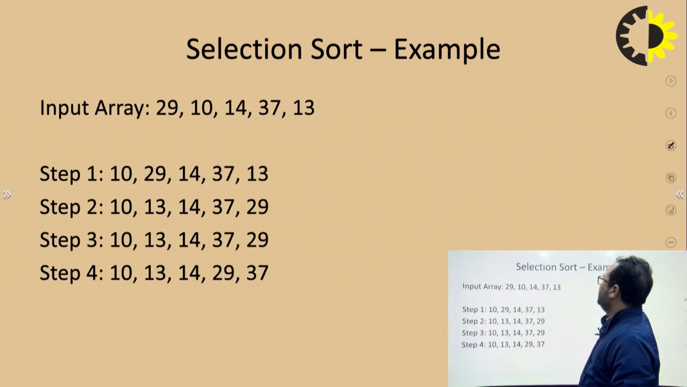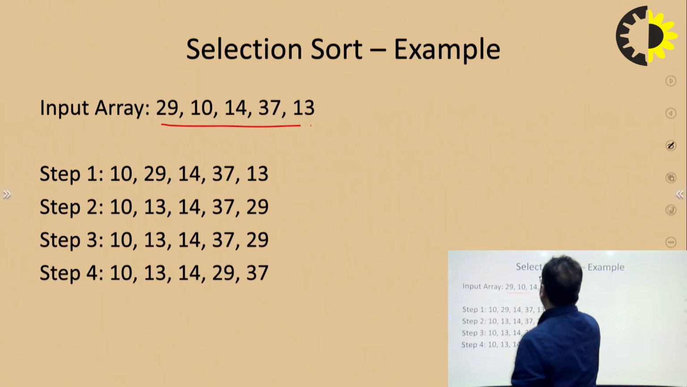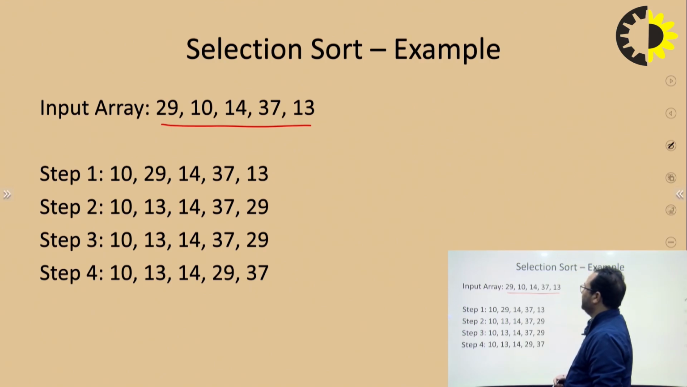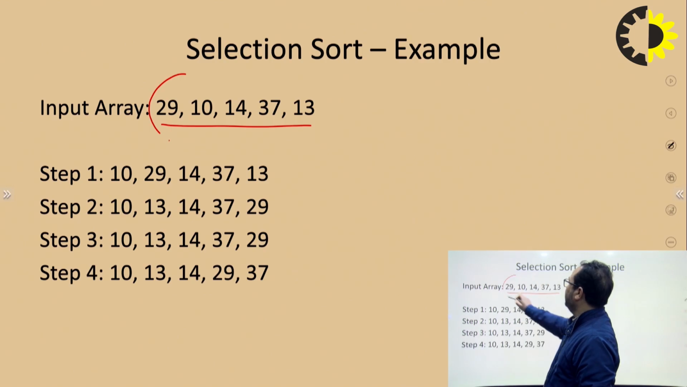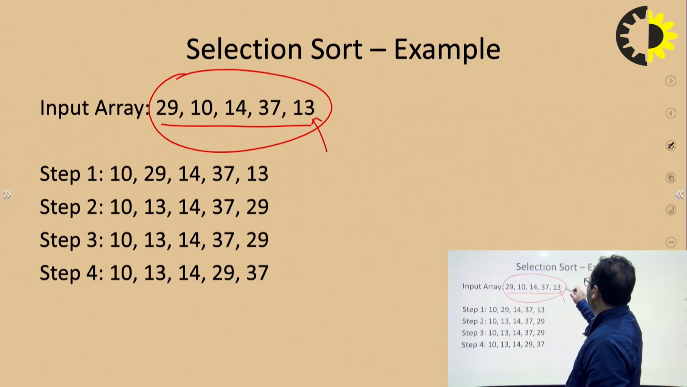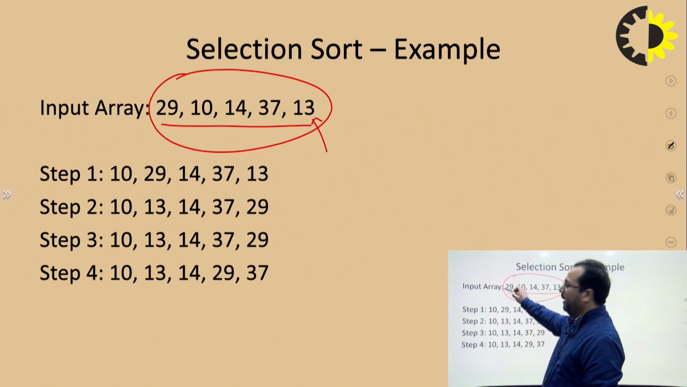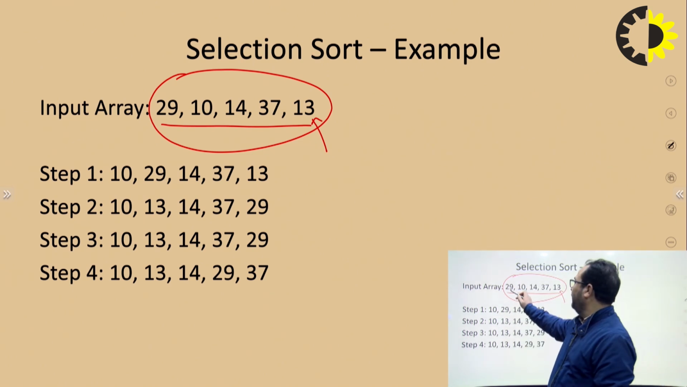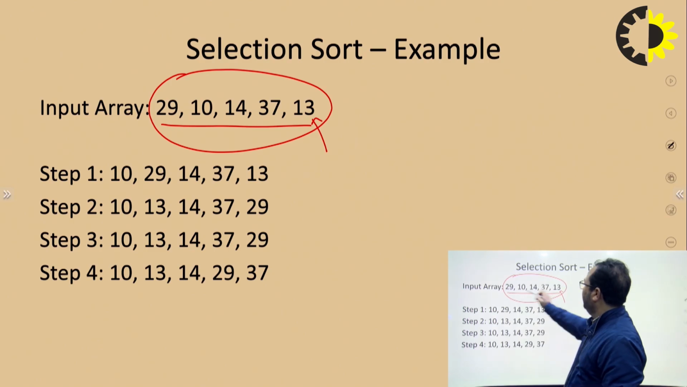So let's see, this is the list, and we want to apply selection sort. What we do, the process says that out of these n elements, we get the minimum. Here the minimum is 13. So this minimum element will be swapped with the first element. So 29 comes here, 13 comes here.